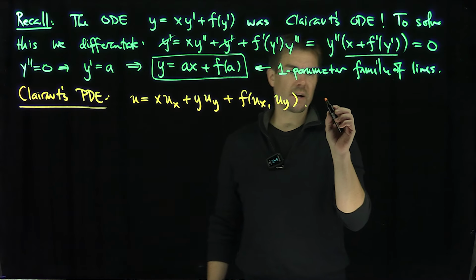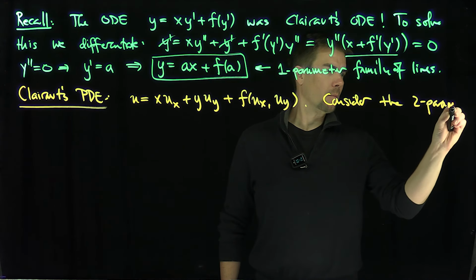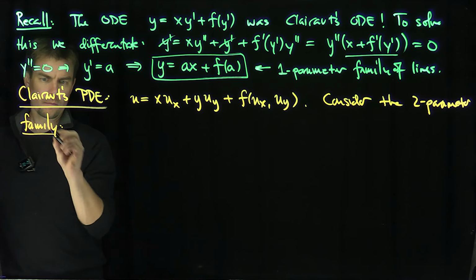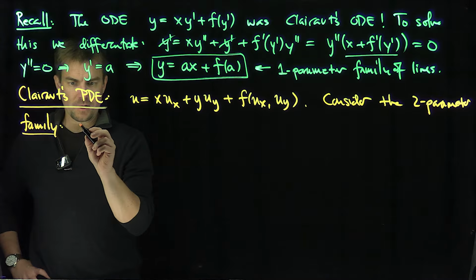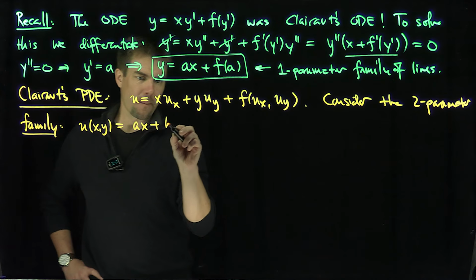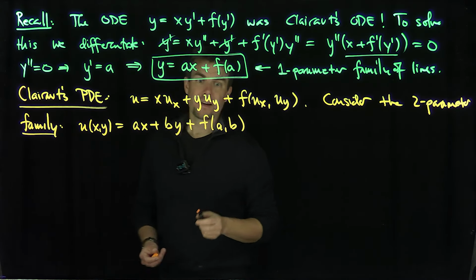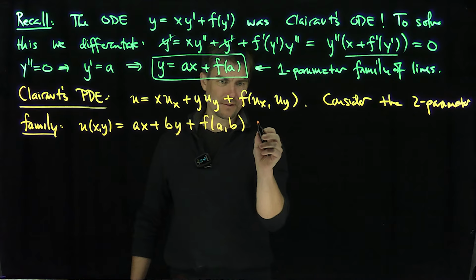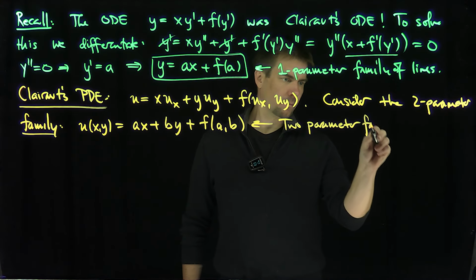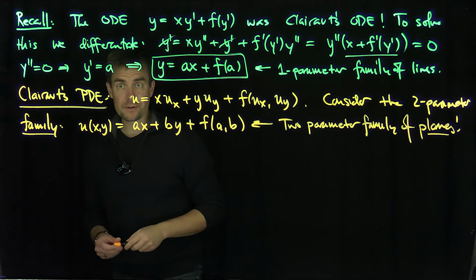So let me consider the two-parameter family. I'm going to look at these things over here. I'm going to look at u of x and y is ax plus by plus f(a, b). That's a family of planes, right? This is a family of planes. Great. And I claim that these planes are the solution to the Clairaut PDE.